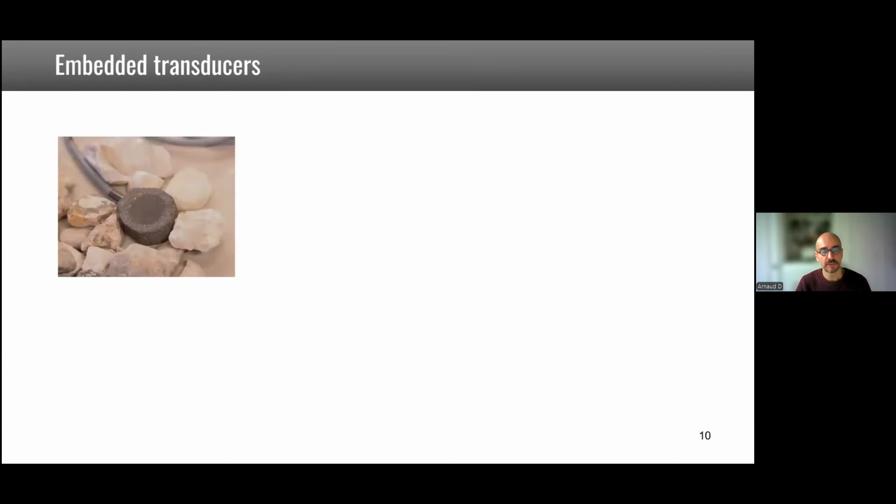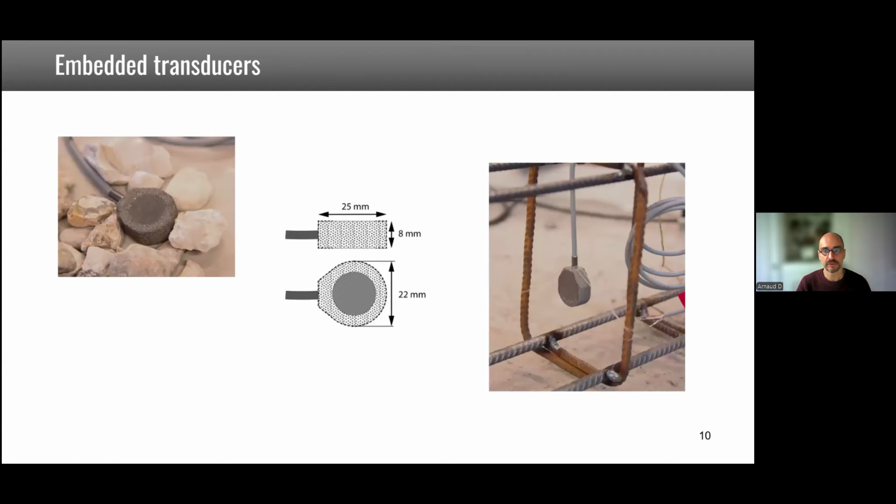So this is the type of embedded transducer that we have developed. We have several kinds, but the ones I'm showing here for the applications are these ones. They are about 25 millimeter diameter, 8 millimeter thickness, so they are not larger than a typical aggregate in concrete. So they will not disturb the microstructure so much. This is, for example, a way to fix them in a reinforced concrete beam.